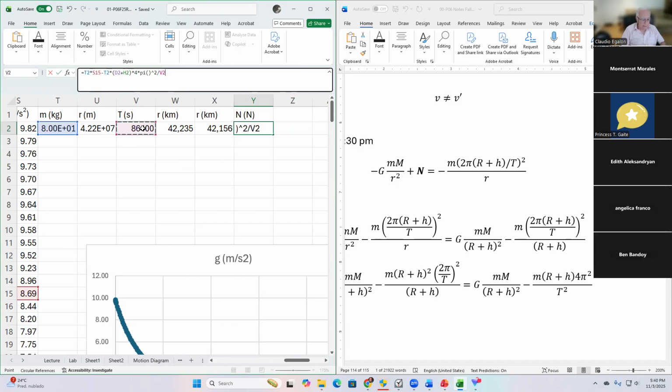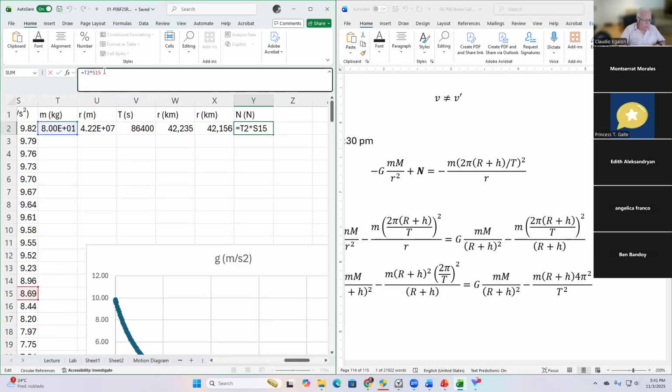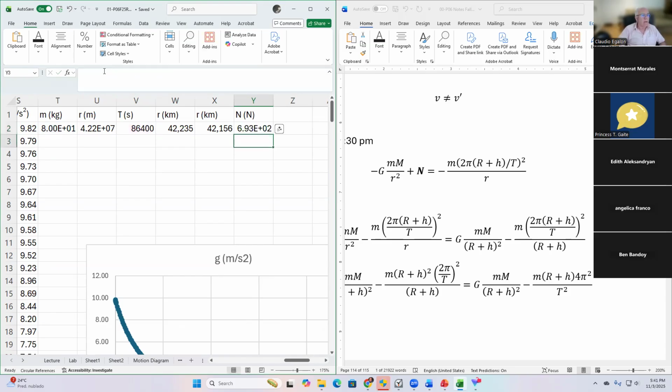Did I put divided? Yes, I put divided. And let's see what we get. We're getting 693. Let's compare that. That doesn't sound right. Let me see. Oh, yeah, that's right. It sounds right. Without the centrifugal force, if the Earth were not to rotate, it would be 695. But because the Earth is rotating, it is 693 newtons.